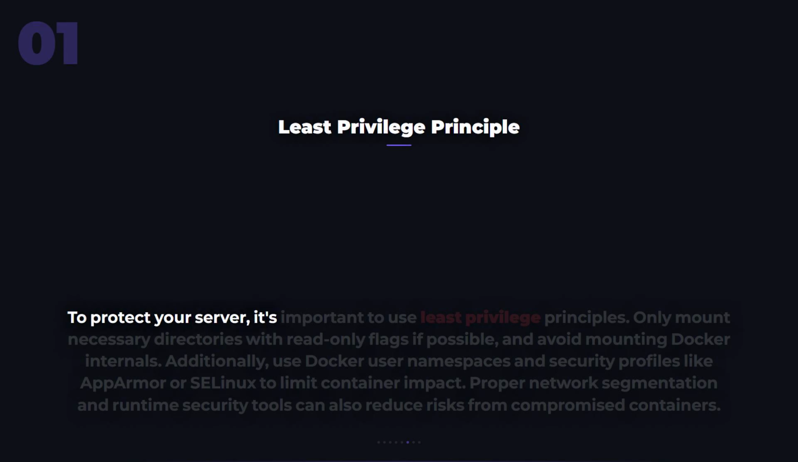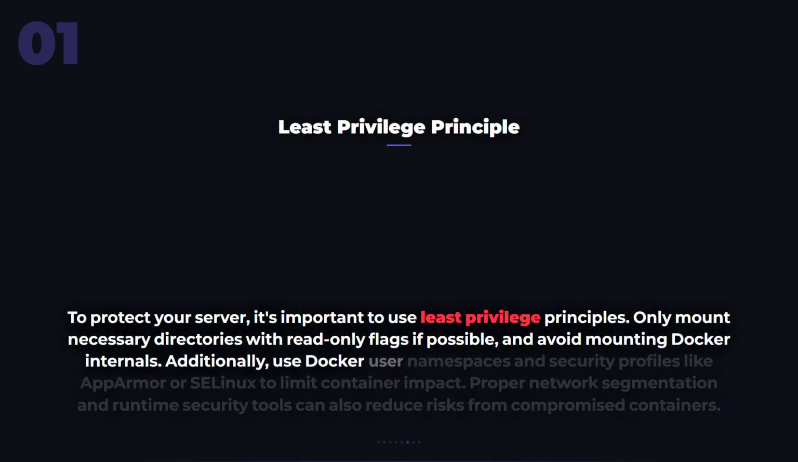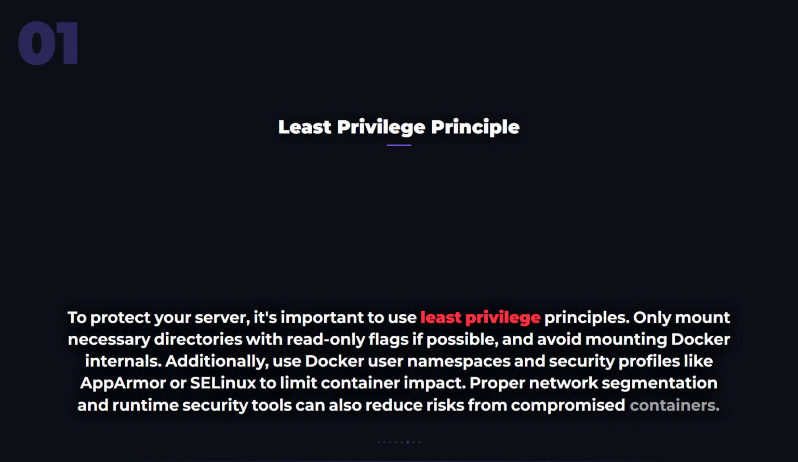To protect your server, it's important to use these privilege principles. Only mount necessary directories with read-only flags if possible, and avoid mounting Docker internals. Additionally, use Docker user namespaces and security profiles like AppArmor or SELinux to limit container impact. Proper network segmentation and runtime security tools can also reduce risks from compromised containers.